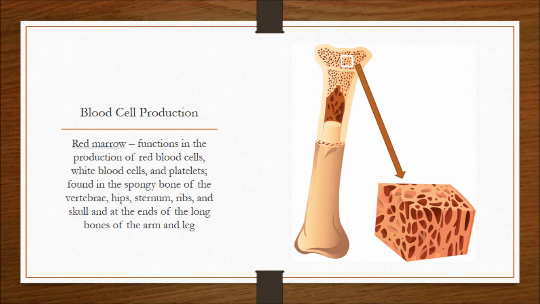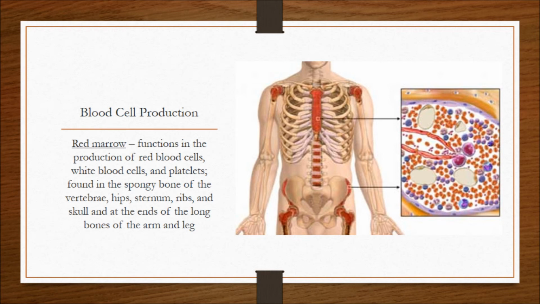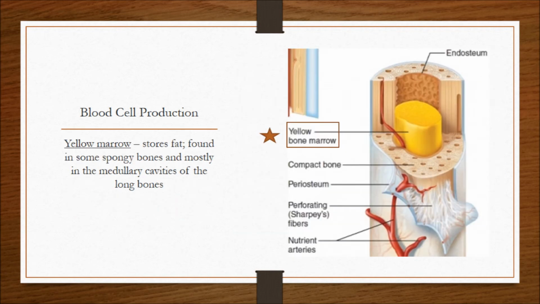There are specific places in the body where it's found. These are the vertebrae, hips, sternum, ribs, and skull, and at the ends of the long bones of the arm and leg. The purpose of yellow marrow is that it stores energy, or fat. It may be found in spongy bone, but it's commonly found in the medullary cavity of long bones.